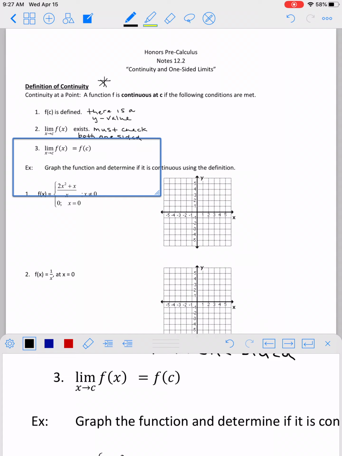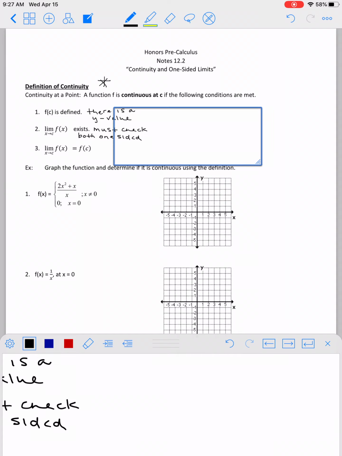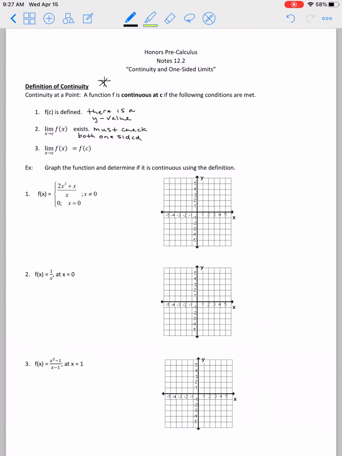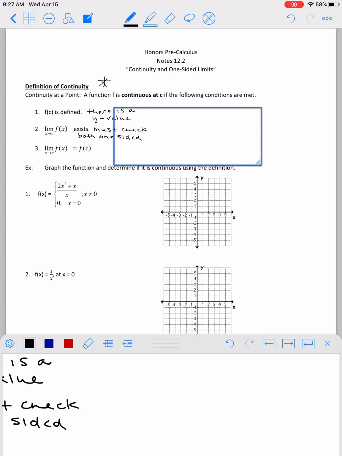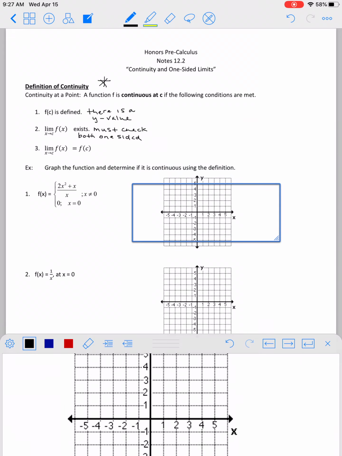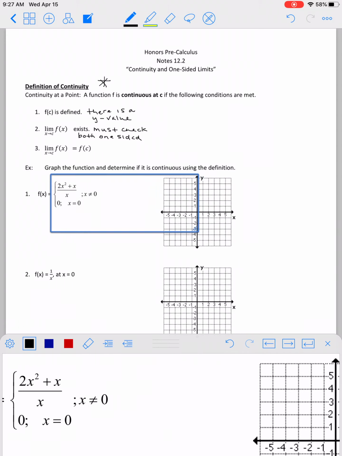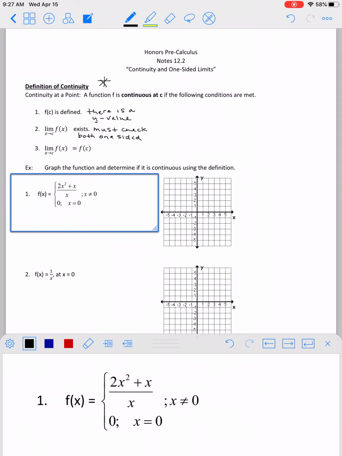Now, if we go back to a commonplace definition of continuity, which is no break in the graph or the pencil test, you'll be able to tell by looking at pictures kind of what's up, but we'll have to still show that based on the definition. Okay, so let's look at our first example.